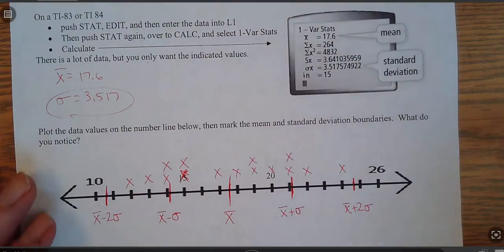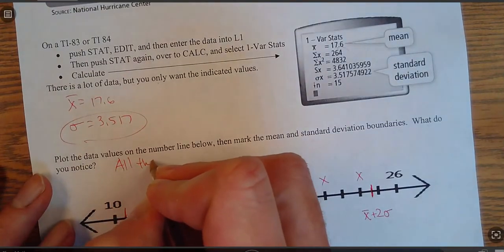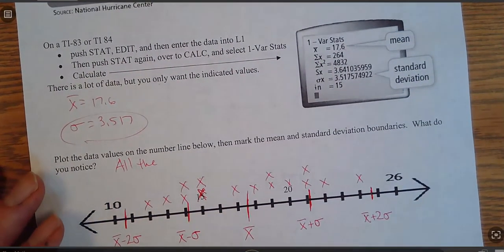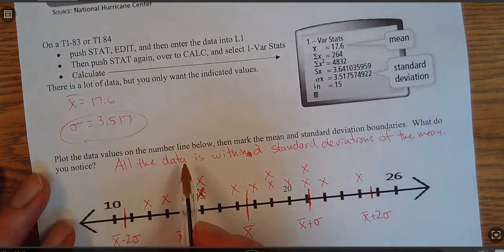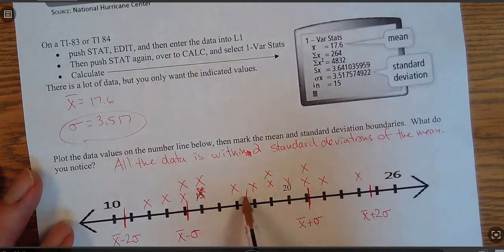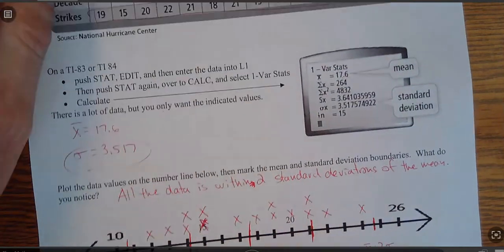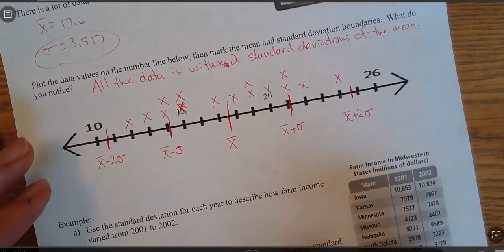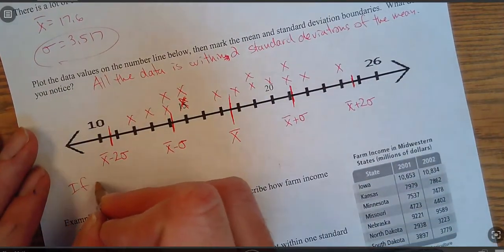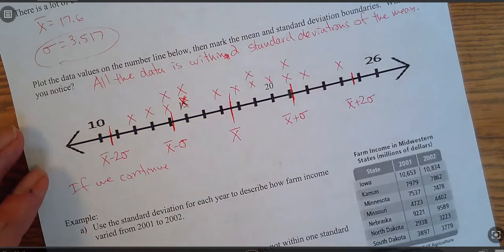So maybe I'll pause and write this so you don't have to watch me write. We'd say that all the data is within two standard deviations of the mean. So give or take two standard deviations, all the data collects there. And that is true most of the time. So if we continue, again, I'm going to pause the video so you don't have to watch me write.